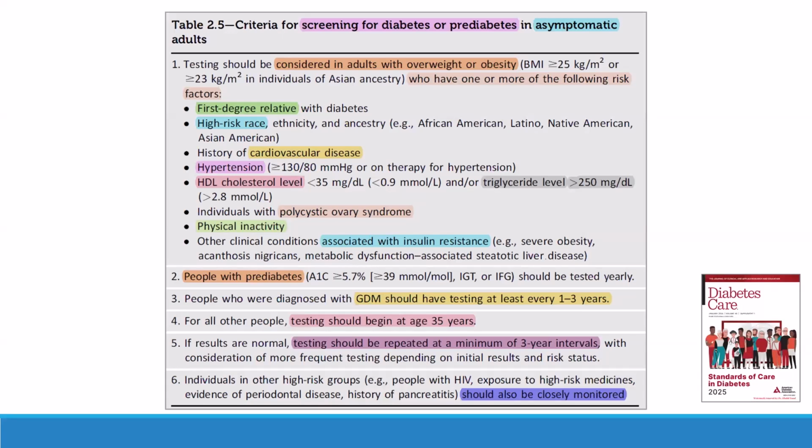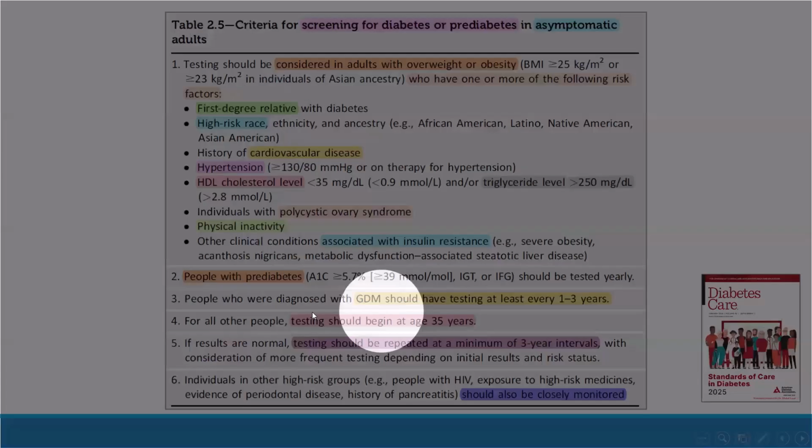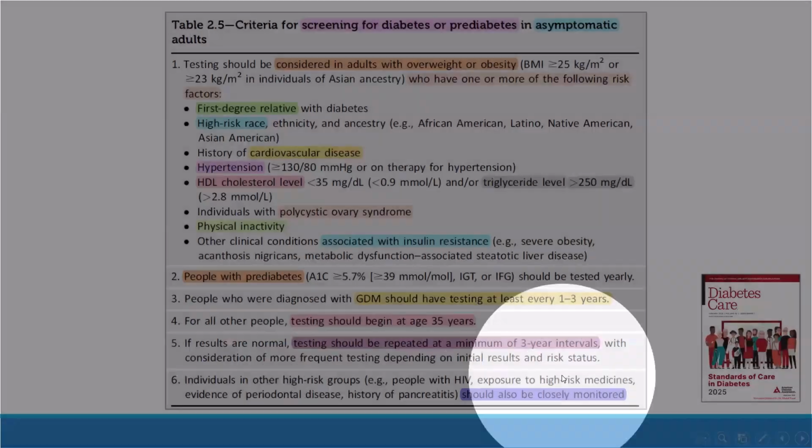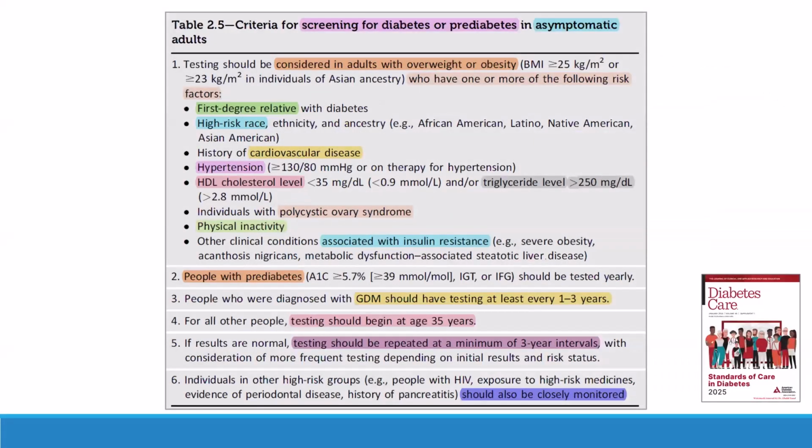For all other people without these risk factors, we should screen from the age of 35. And the testing should be repeated at a minimum of a 3-year interval, except for GDM, where we can repeat it every year. And of course, the patient with pre-diabetes should be tested annually. If the patient is in some high risk group category like HIV, exposure to high risk medicine like steroid, or history of pancreatitis, in this situation the patient should be closely monitored and screened for hyperglycemia.